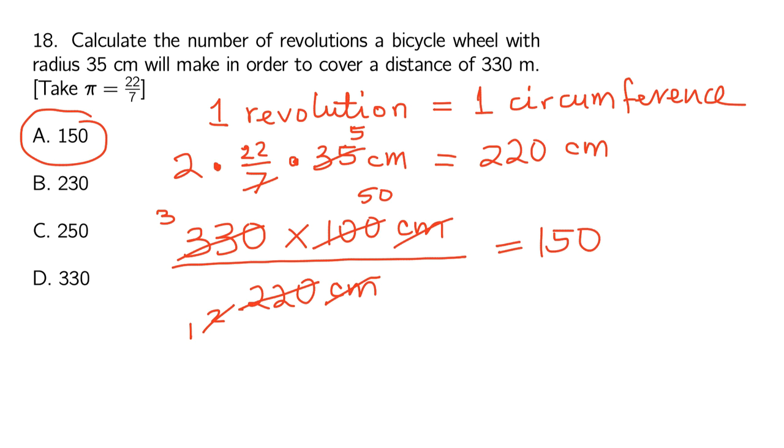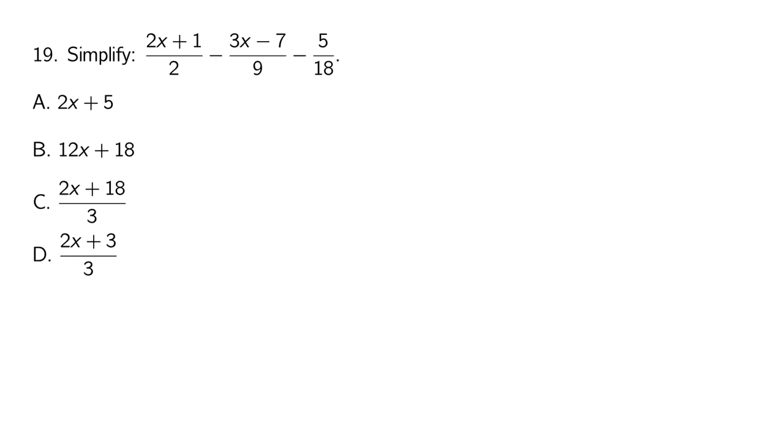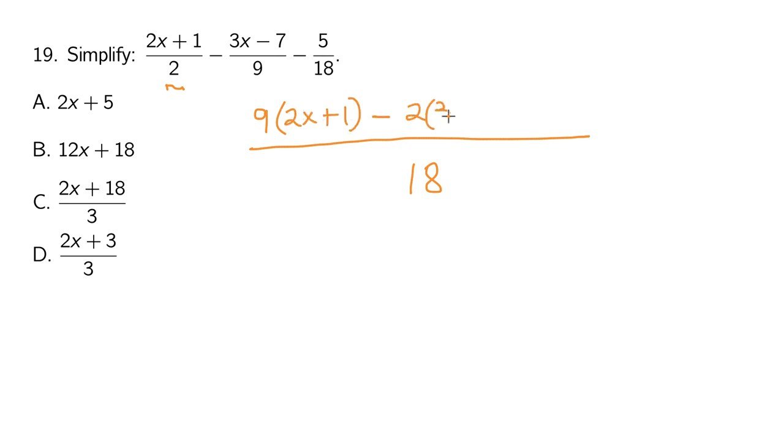The next problem is question 19. We're supposed to simplify this fraction. We can write it all over one denominator, so let's write it all over 18. And then how do we write this first one? 2 divides 18, 9, so we get 2x plus 1 minus 2 into 3x minus 7 minus 5.